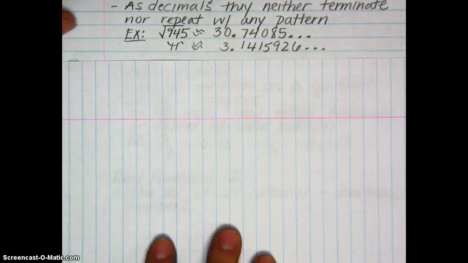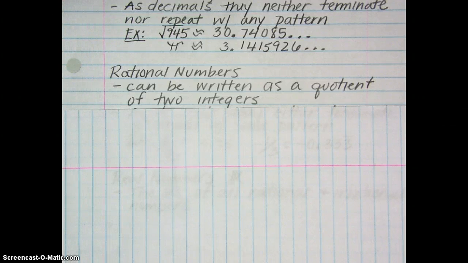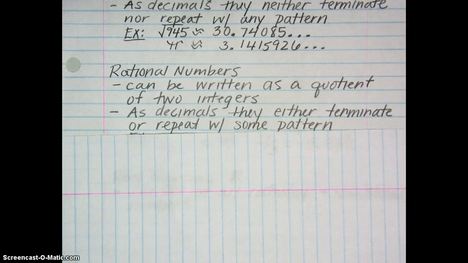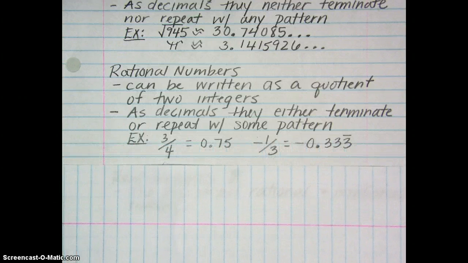On the other hand, rational numbers can be written as a quotient of two integers. So you can write them as a fraction, in which case you're dividing one integer by another. As decimals, they either terminate, so they end at some point, or they might repeat forever, but they do so with some sort of pattern. So for example, 3/4. Again, it can be written as a quotient. You're dividing one integer by another. And as a decimal, it terminates, 0.75. -1/3 is another example. As a decimal, it does repeat, but it does so with a particular pattern, -0.333, and that 3 repeats, so we indicate that with the line drawn above.